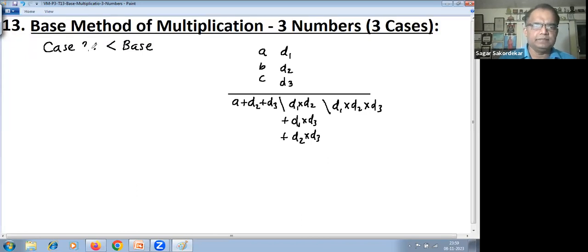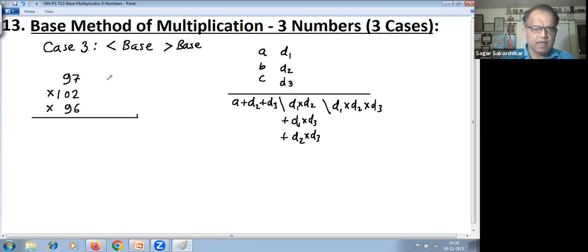Case 3. So some numbers will be less than base, some numbers will be greater than base. Okay. So case 3 is a combination. Out of 3 numbers, maybe 1 or 2 are less than the base, 1 or 2 are greater than base. So let's take directly an example. 97 multiplied by 102 multiplied by 96. Now you see here, two numbers are less than the base and one number is greater than base. Steps remain same. You should be very careful about that.